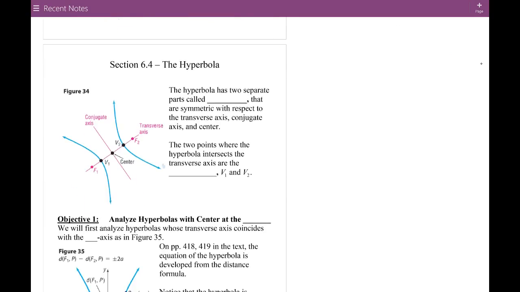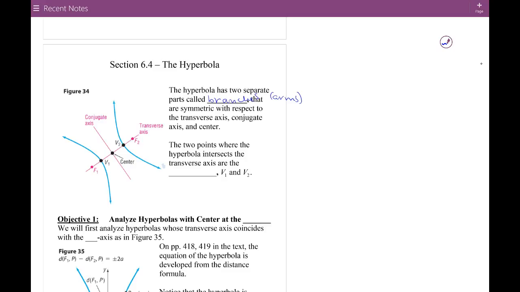The hyperbola always will have two separate parts called branches. You'll also hear them called arms. And they're symmetric. There's a lot of symmetry going on here. If you fold across the transverse axis, it matches. If you fold across the conjugate axis, it matches. And if you fold through the center, you'll also get matching. So you have three types of symmetry. Again, you'll see a lot of symmetry in the equation that reflects the symmetry in the shape.